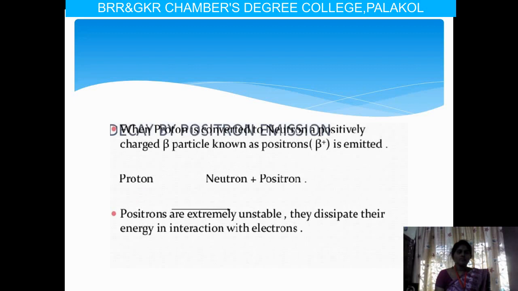First I will talk about decay by positron emission. Here a proton is converted into a neutron, and a positively charged beta particle, known as a positron, is formed or emitted. That is called a positron. Positrons are extremely unstable and they dissipate their energy in interaction with electrons.